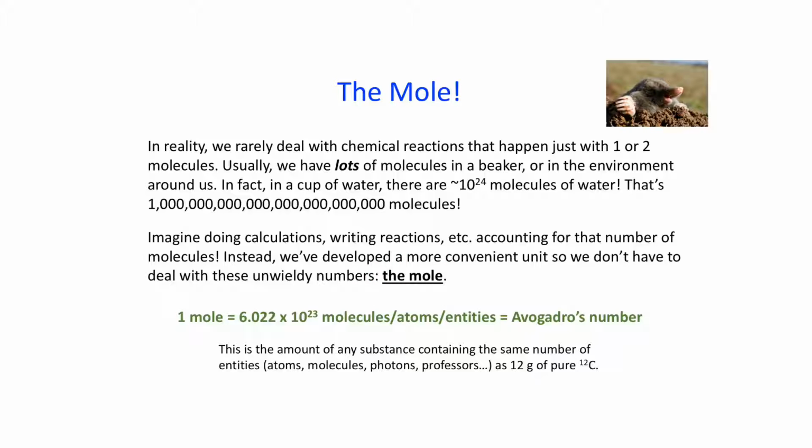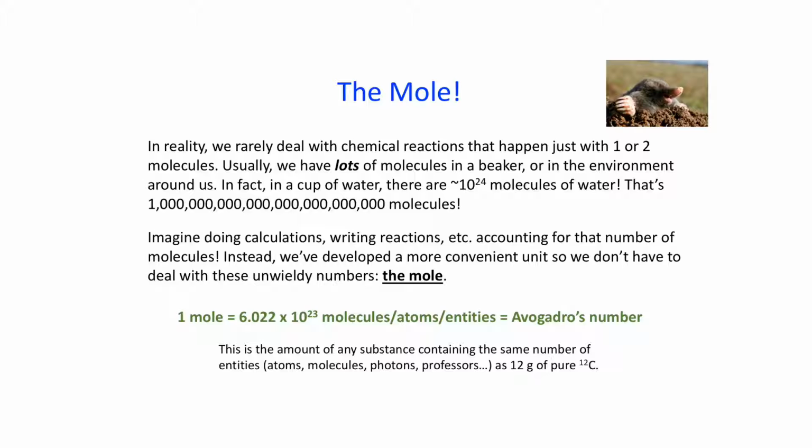1 mole is defined as 6.022 times 10 to the 23rd molecules or atoms or any entity that you're interested in. That's also known as Avogadro's number. So if you ever see Avogadro's number referenced, that's this number. You will eventually remember this number off the top of your head because you're going to use it so much. But for now, just keep this handy for any calculations that you're going to be doing with moles.